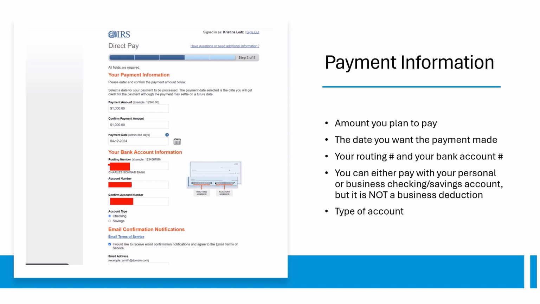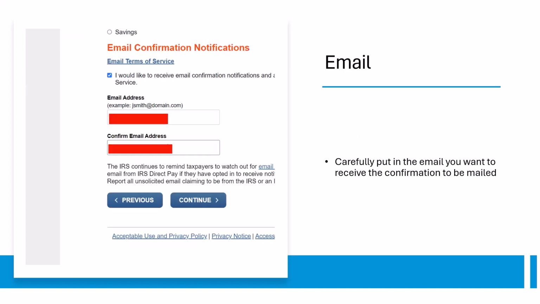You're going to hit what type of account it is. And then it's going to give you an option to have an email confirmation. You'll also get a confirmation at the end of this, but this is just another way to have that mailed to you. So you'll put whatever email address you want it sent to. I would just suggest being careful how you put that in so that you can get that. And then you're going to hit continue.